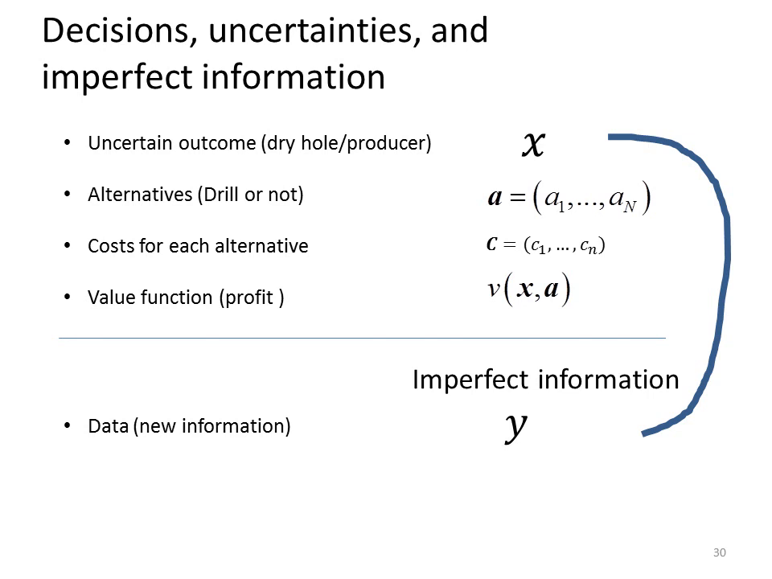Now when we have imperfect information, we have to link this imperfect information y to our uncertainty x. How are they related together? And what does observing some y tell us about the underlying uncertainty x?